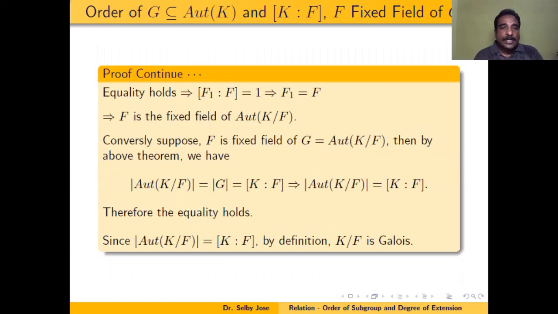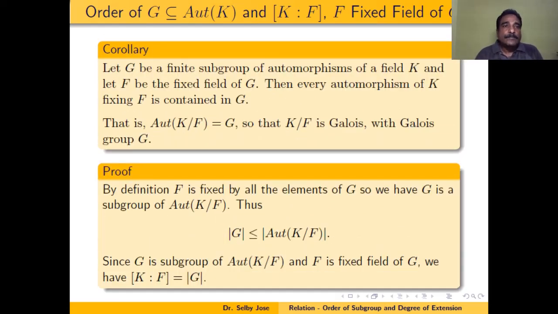So another corollary to this one is: let G be a finite group of automorphisms of a field K, and F is the fixed field of G. Then every automorphism of K fixing F is contained in G. That means the automorphism group of K over F is equal to G, so that K over F is Galois with Galois group G. So let us see the proof of this.